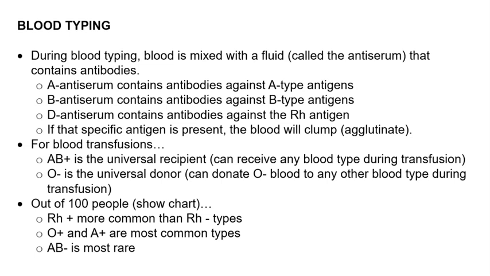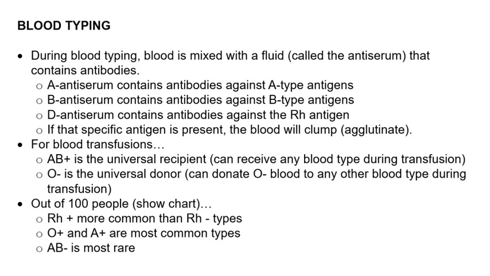So for the purpose of blood transfusions, AB positive is what is known as the universal recipient, meaning that they can receive any blood type during a transfusion, while O negative is the universal donor, meaning that individuals who are O negative can donate their blood to any other blood type during a transfusion.